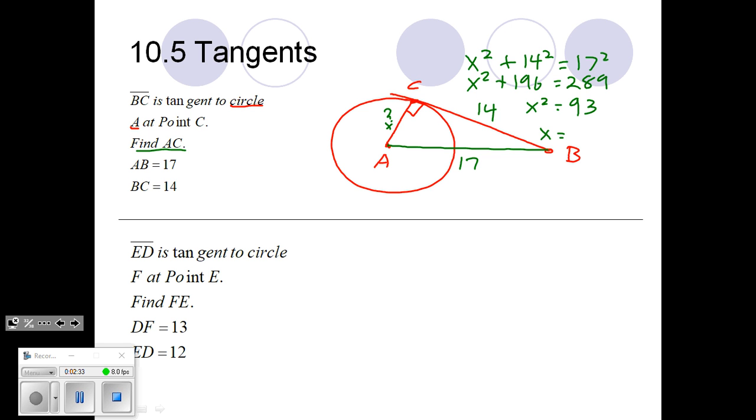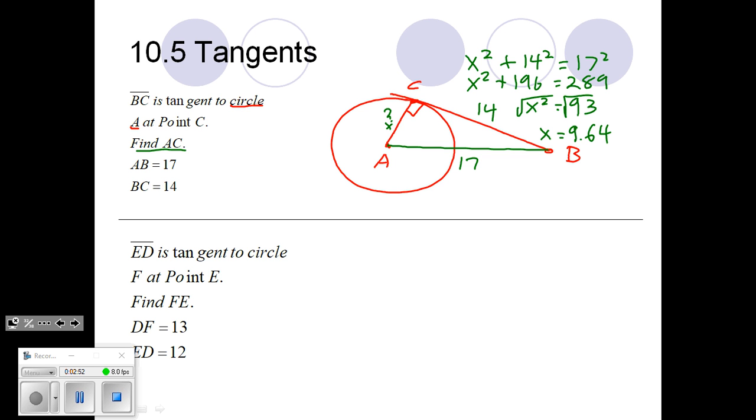So x equals, we have to take the square root of both sides. That's why we get just x. And the square root of 93 would be approximately a little over 9.64. So that's how we're going to find x.